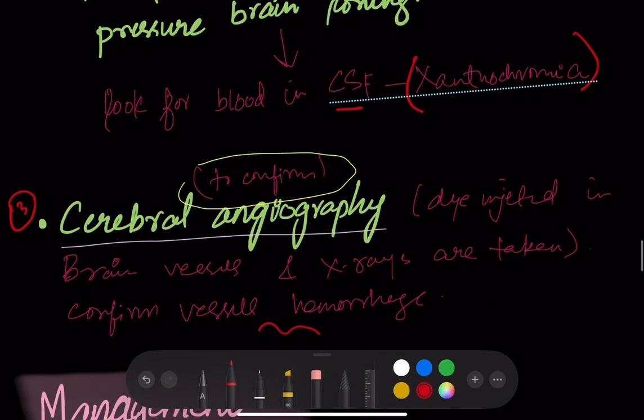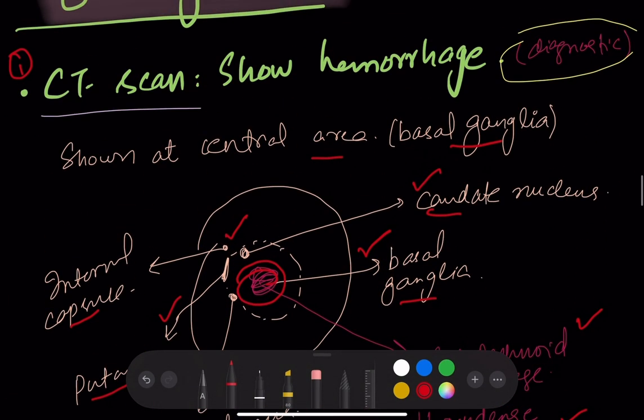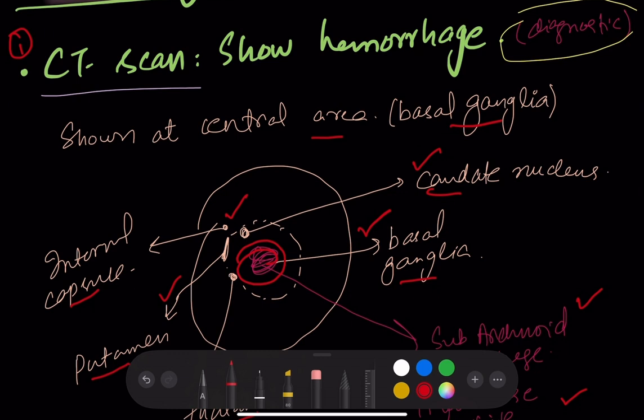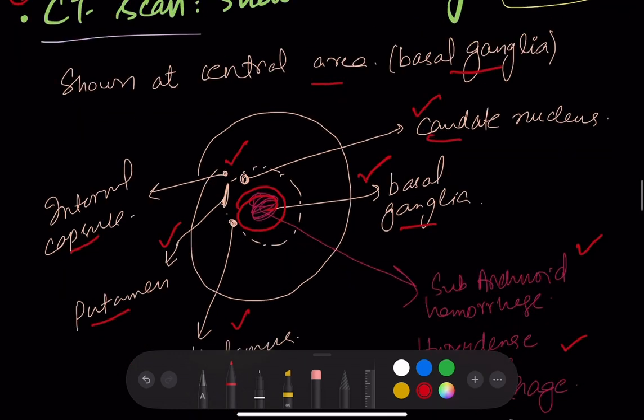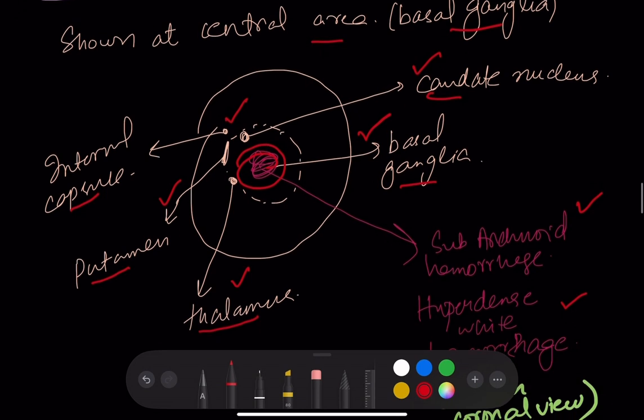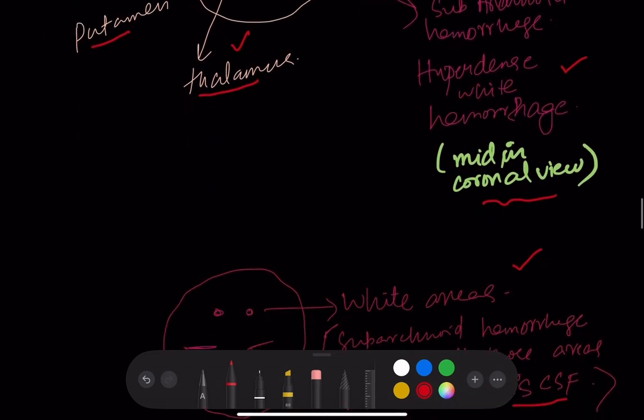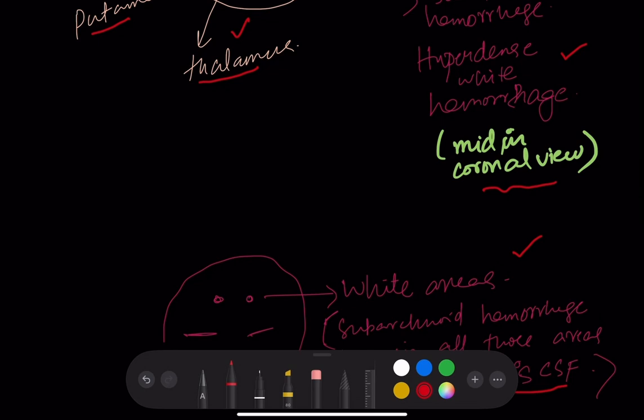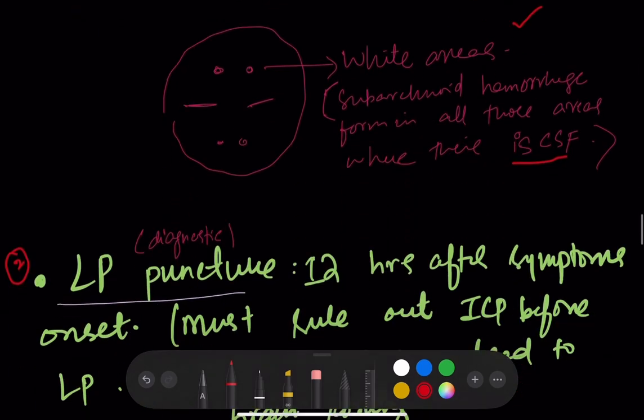So these are the normal anatomical structures of the brain, that is caudate nucleus, internal capsule, putamen, basal ganglia and thalamus, and between these areas the subarachnoid hemorrhage will be present, which will appear as a hyperdense white hemorrhage area in the CT scan, and in all those areas where CSF is present there will be subarachnoid hemorrhage.